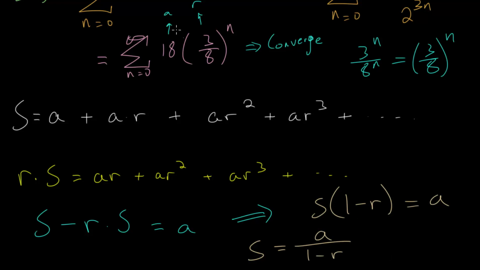And we know what a is, that's 18. We know what r is, that's 3/8. So let's actually plug those in. We get 18 up top and 1 minus 3/8 down below. And this is really 8 over 8 minus 3/8, which simplifies to 5/8 in our denominator.